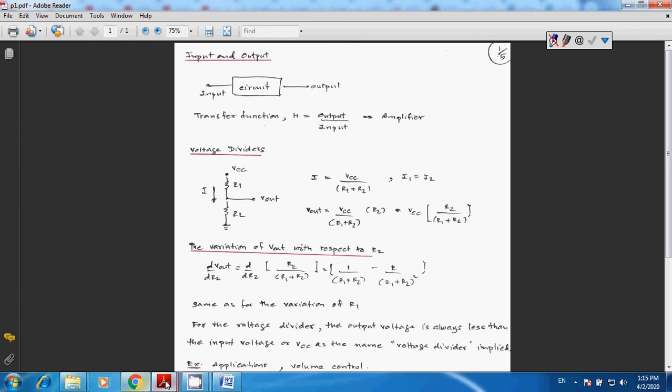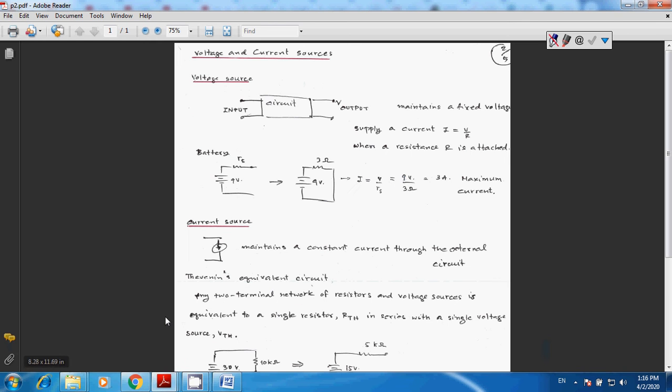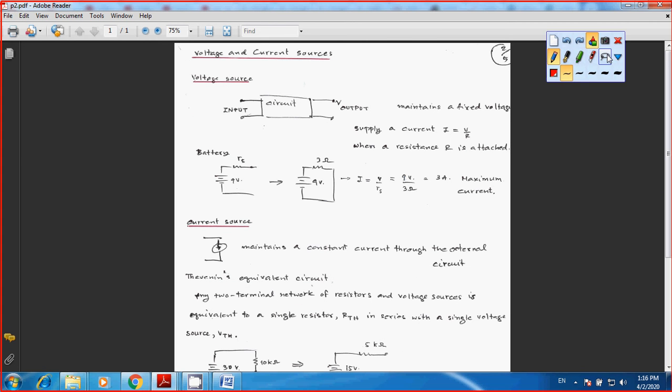Now let's move to page number 2. The next topic I'm going to talk about is the voltage source and the current source.